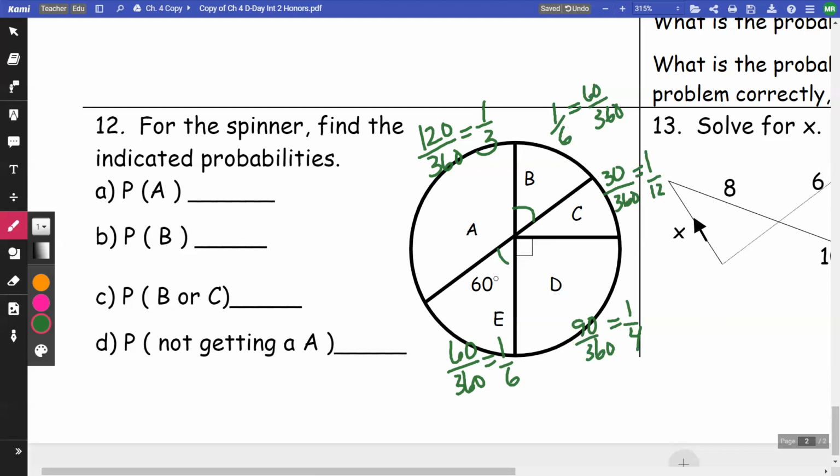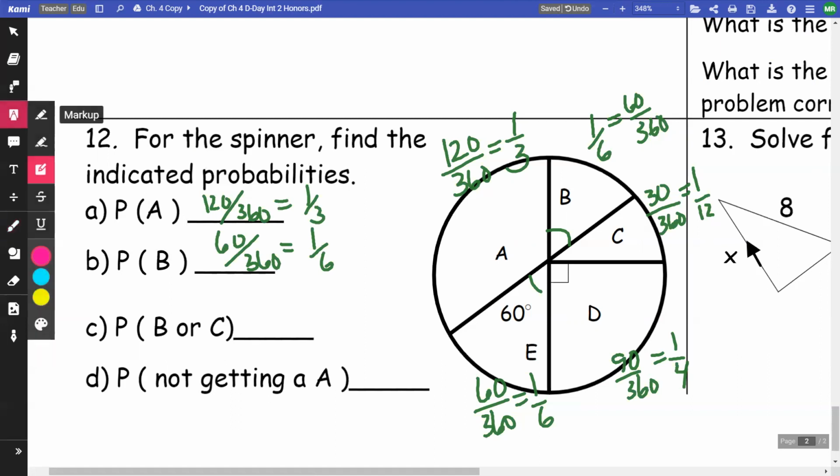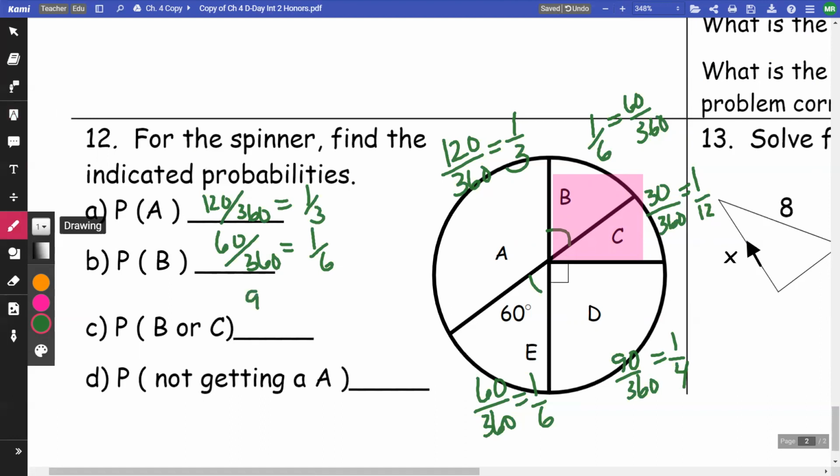Okay. So when we're looking at this and trying to figure out these probabilities, for A, it is going to be, again, 120 out of 360, or 1/3. For B, it is going to be 60 out of 360, or 1/6. B or C would be these two together, which is actually going to be 90 out of 360, or 1/4.